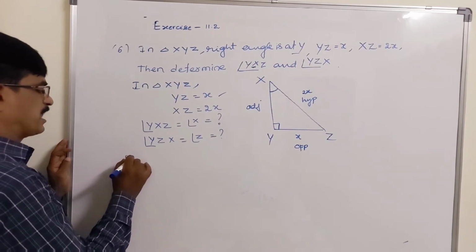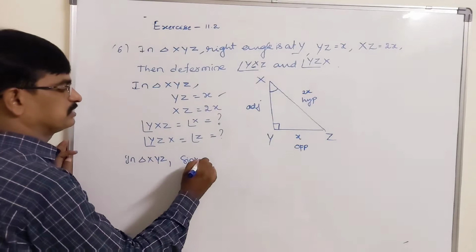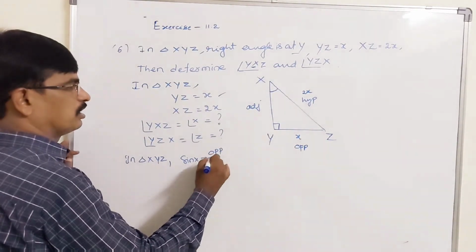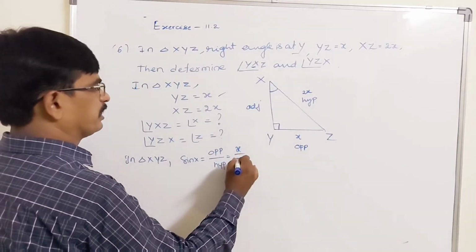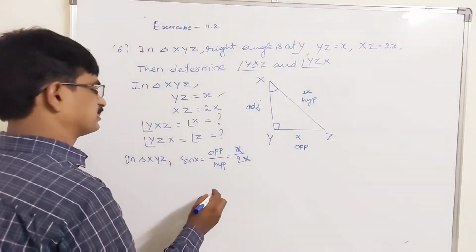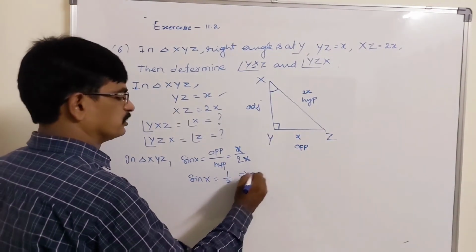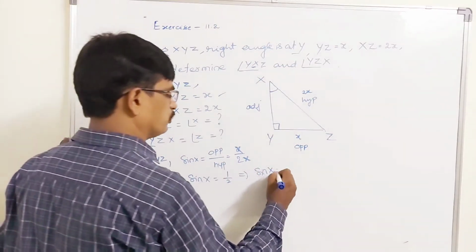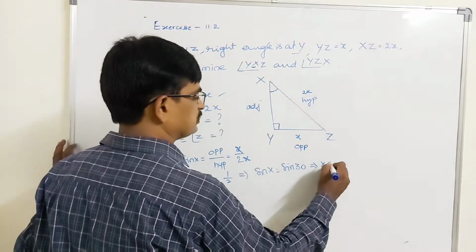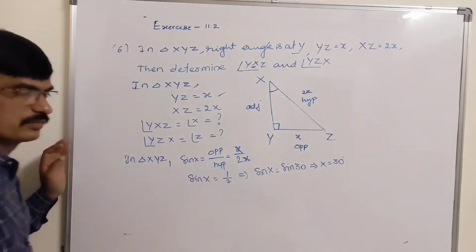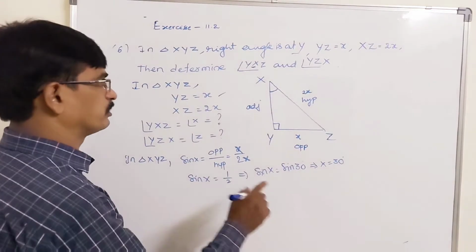So in triangle XYZ, sin x is equal to opposite side by hypotenuse is equal to x by 2x. The x's get cancelled, then sin x is equal to 1 by 2, that is sin x is equal to sin 30 degrees, which implies x is equal to 30 degrees. But we know that in any triangle, the sum of the three angles is 180 degrees.